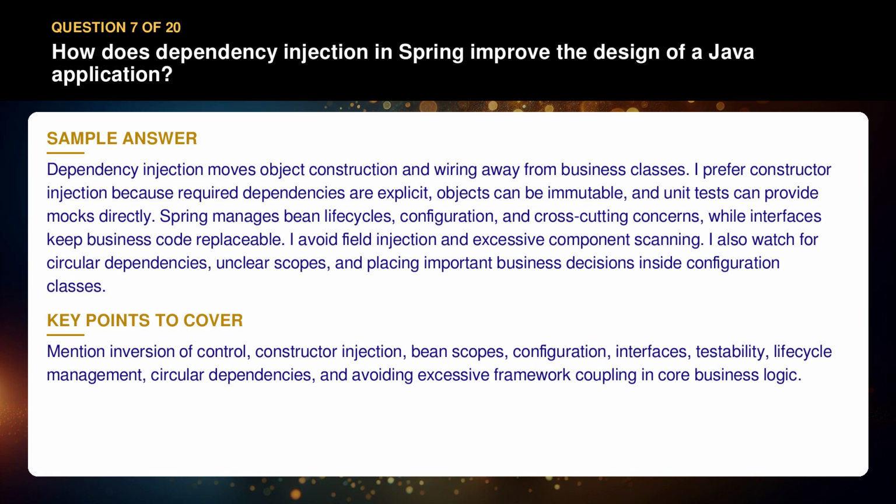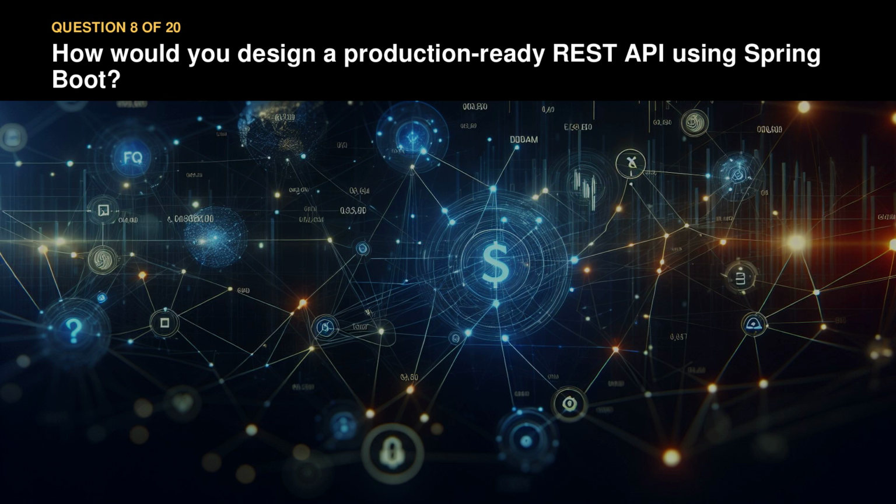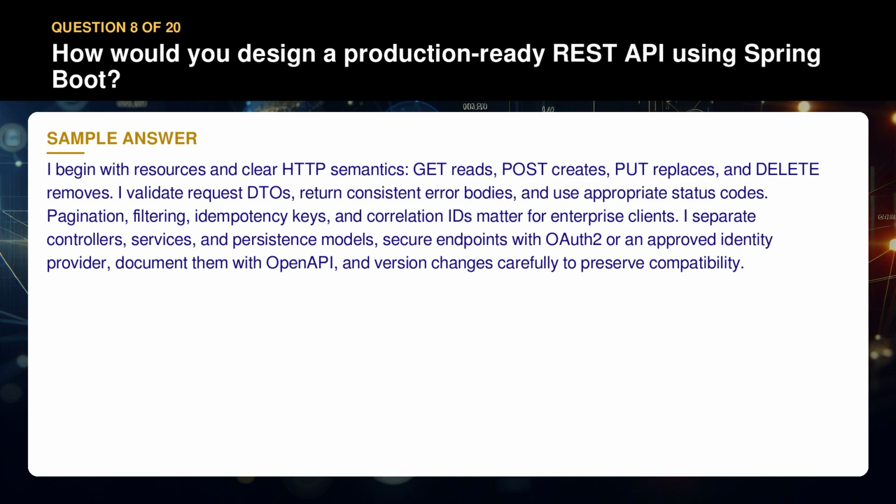in core business logic. Question 8. How would you design a production-ready REST API using Spring Boot? I begin with resources and clear HTTP semantics. GET reads, POST creates, PUT replaces, and DELETE removes. I validate request DTOs, return consistent error bodies, and use appropriate status codes. Pagination, filtering, idempotency keys, and correlation IDs matter for enterprise clients.